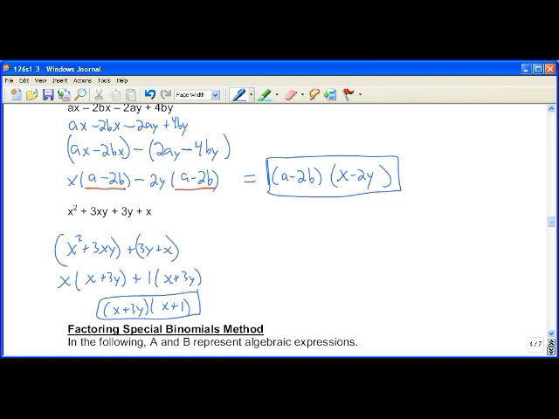Order doesn't matter in addition. 3y plus x is the same as x plus 3y. It would matter if it's subtraction. That would make a big difference, but in addition it doesn't matter. Let's just try doing that one more time. What if we rearranged x squared plus x plus 3xy plus 3y? See if we get a different answer.